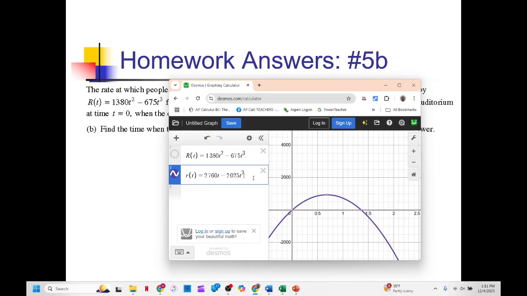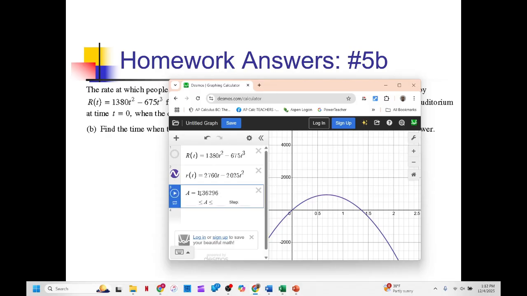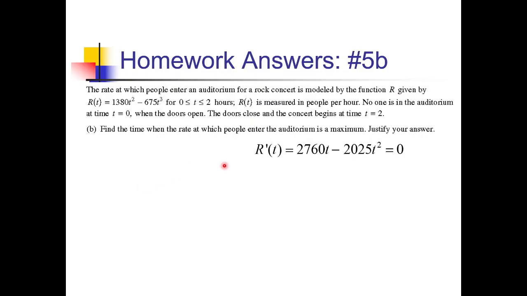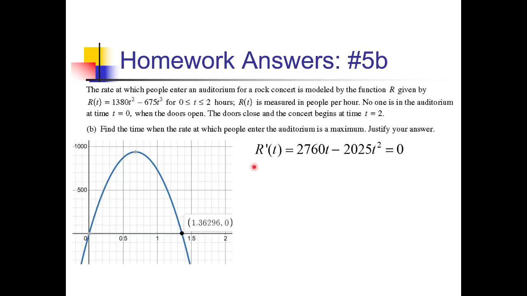1.36296. Let me copy that, and I am going to write a constant here, a equals that, so now I can use this number whenever I want. All right, so here's what I did. I graphed it out. I found that it equals 0 at 1.36 and some change. So that's my A, that's my critical value, in hours. This is the only critical value on the interval from 0 to 2.